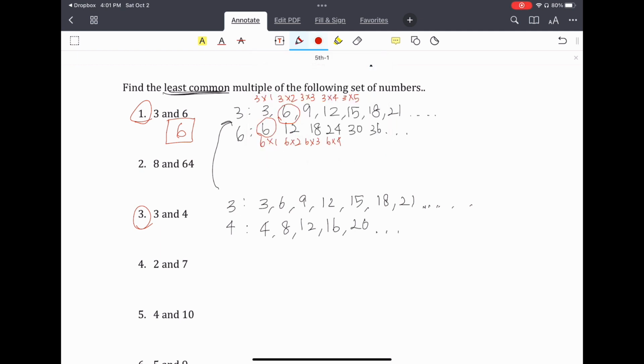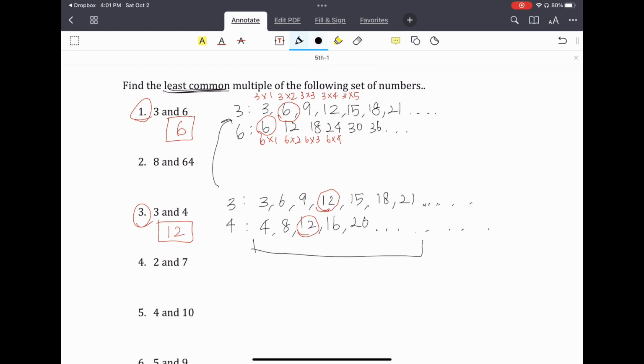Now the first common thing we see should be 12. So that is your LCM. As I've already said, if you cannot find your least common multiple among these numbers, you have to keep going until you find it.